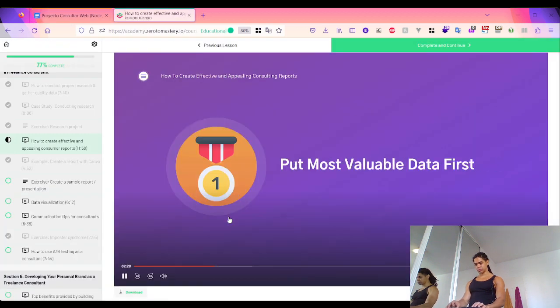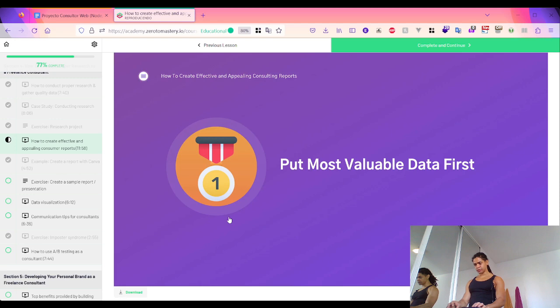You need to lay the groundwork first, present the most valuable data, and then expand on that with visual reports and different aesthetics.